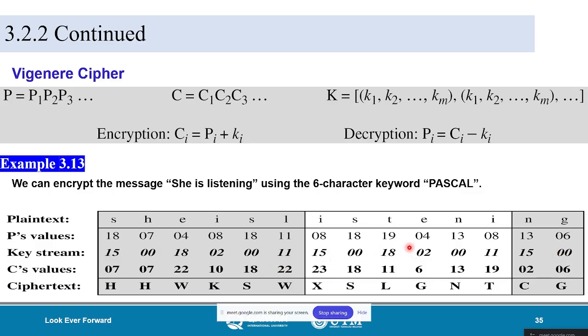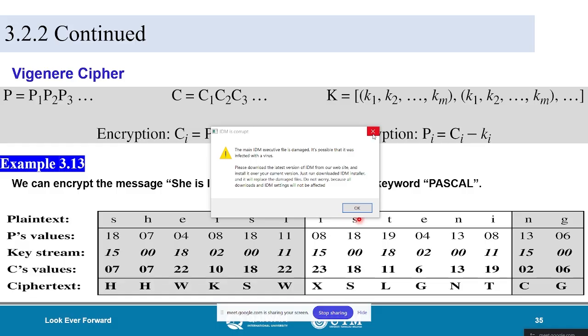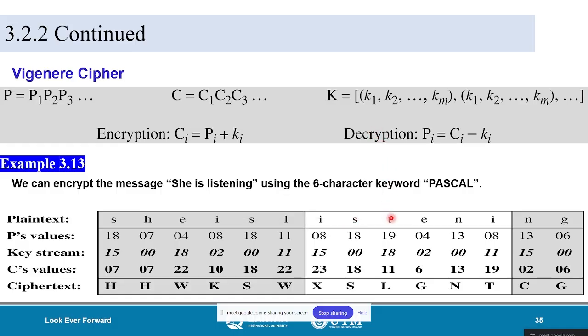Okay. Pascal, P-A-S-C-A-L. And so on. Now, for the N and G, PNG under Pascal.